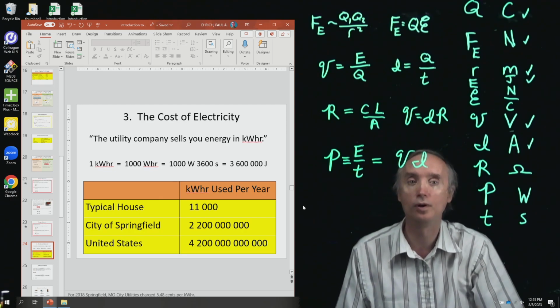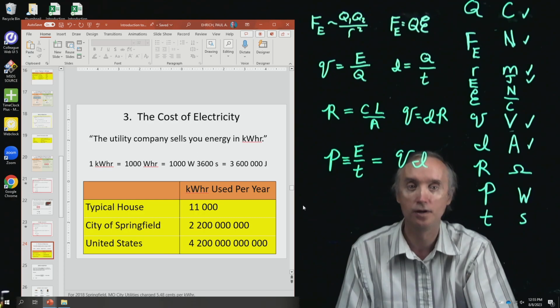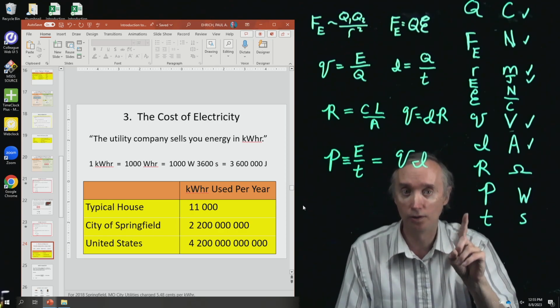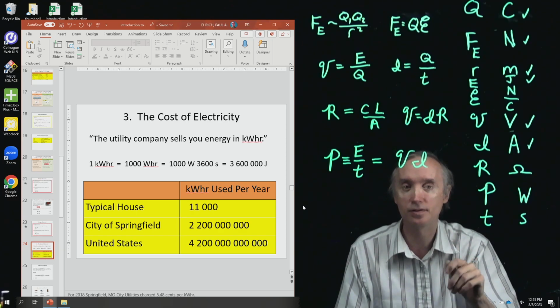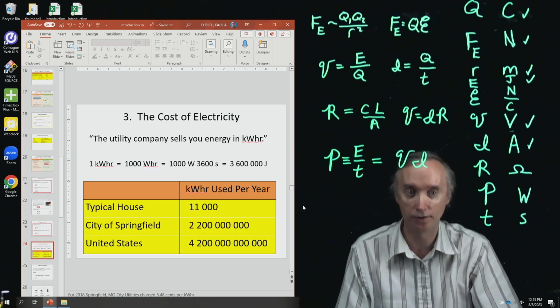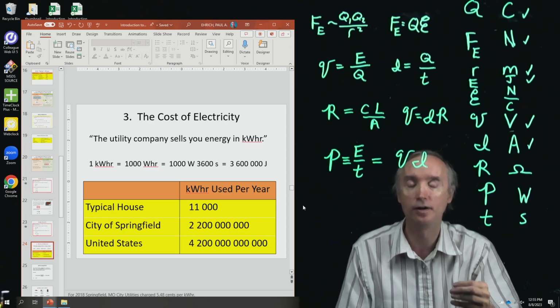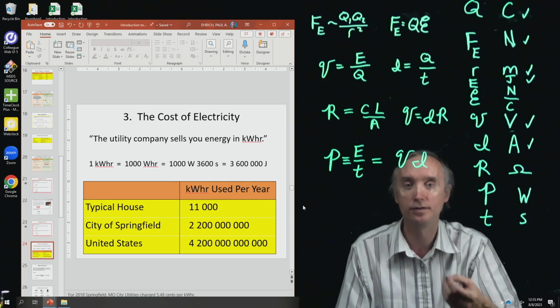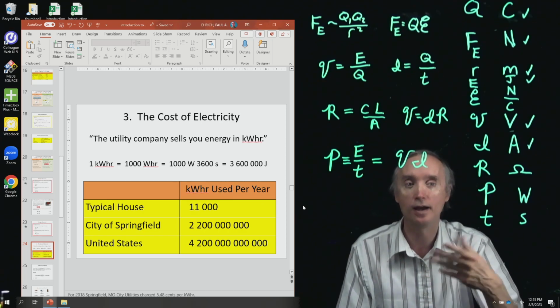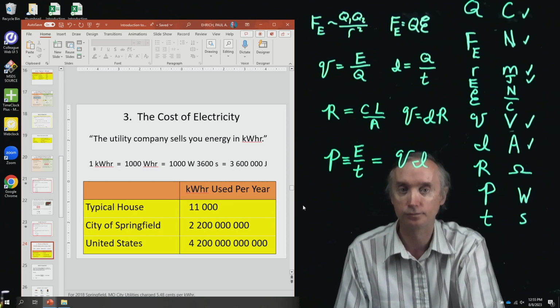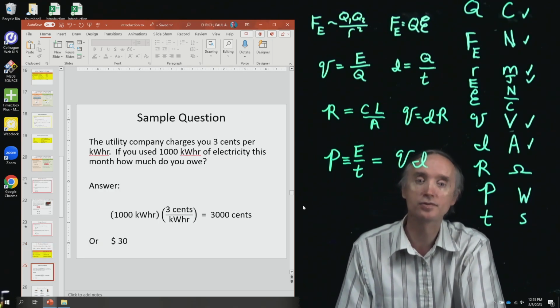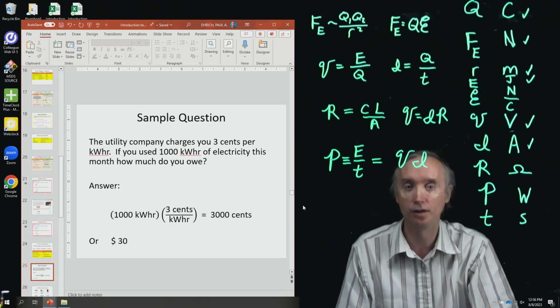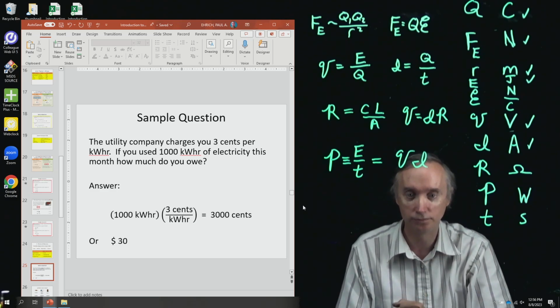And then you should know what a kilowatt hour is. A kilowatt hour is a unit of energy. 1 kilowatt hour is 3,600,000 joules of energy. That's the amount of energy that the utility company is providing to your house. And then depending on how many kilowatt hours you use, you have to pay a certain amount of money. Okay, this would not be on the exam, but this is an example of how to convert from kilowatt hours into money.